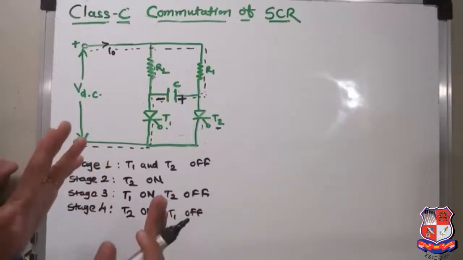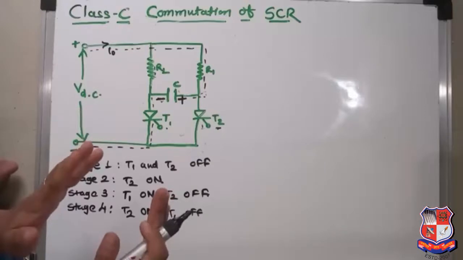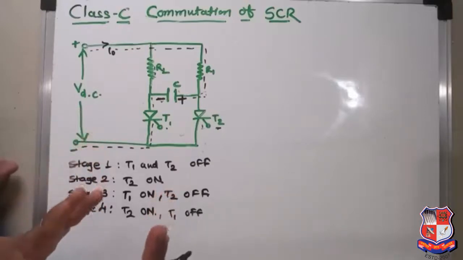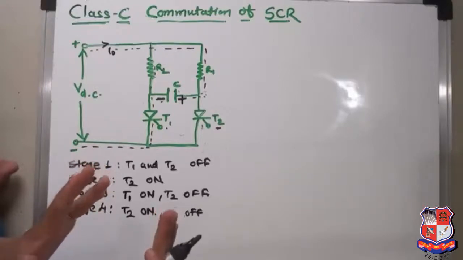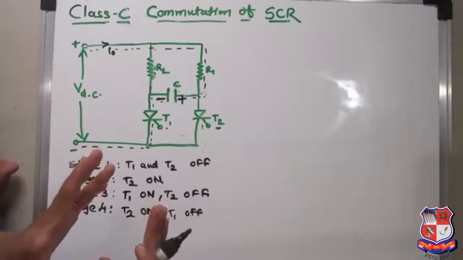This class C commutation is also referred to as complementary commutation, or you can say voltage commutation, as the reverse voltage appears across the thyristor which is required to be turned off.